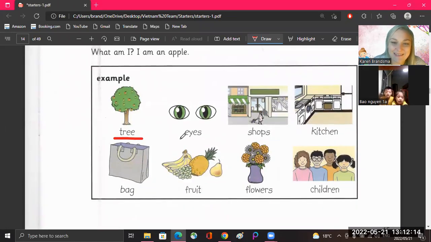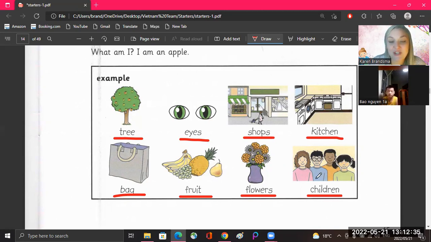Tree. Eyes. Yes. Shops. Kitchen. Back. Fruit. Flowers. Good. Children. Okay, very good. If you say one child, lots of children.